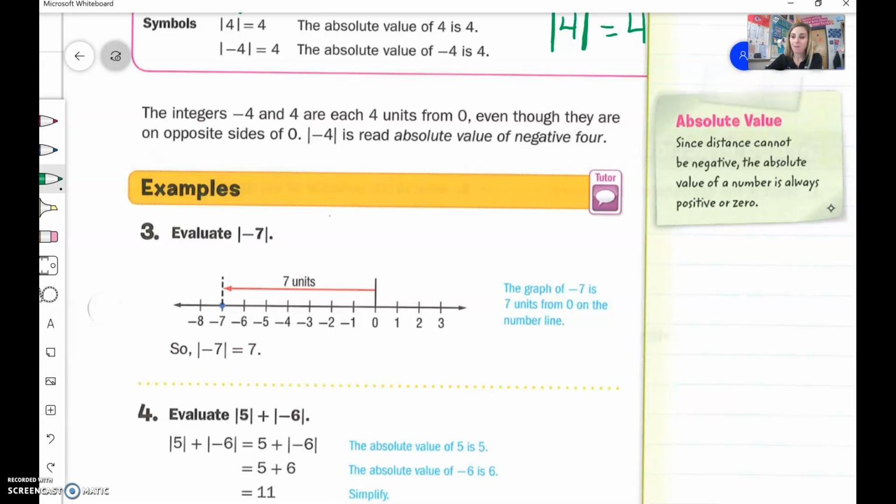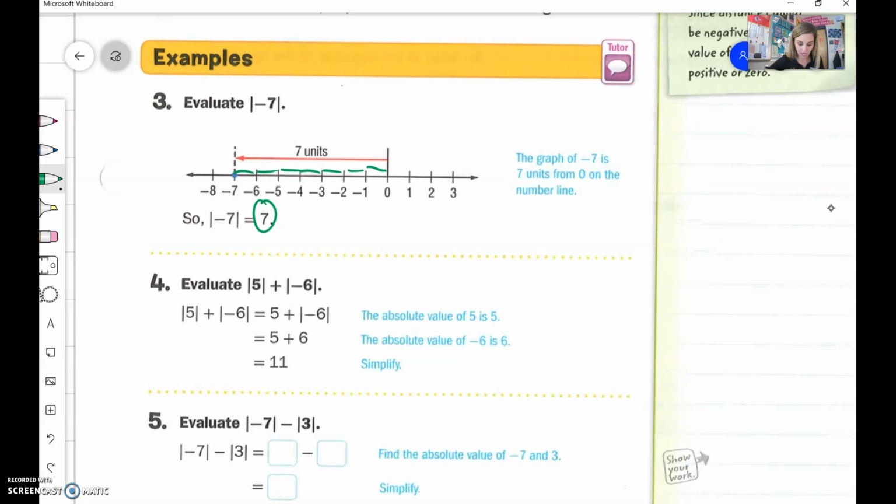So the absolute value of negative 7. I want to know the distance that negative 7 is from 0. 1, 2, 3, 4, 5, 6, 7. It is 7 units from 0, so therefore it is 7. Not negative 7, does not matter the direction. Remember, absolute value is never negative. Okay, so take a look at this.